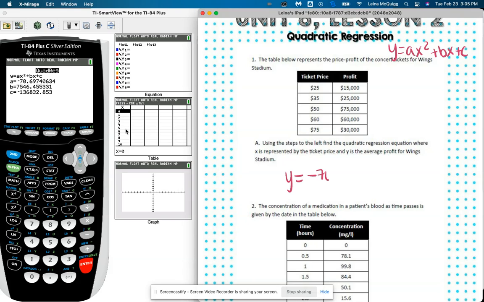So my a value is negative 70.70, because we're talking about money, so I'm going to go 2 cents. But 697 rounds up to 70. x squared. Then plus my b value is 7,546.46 x minus my c value is, I'm going to write it underneath here because I'm going to run out of room, 136,832.85. So this is my equation.